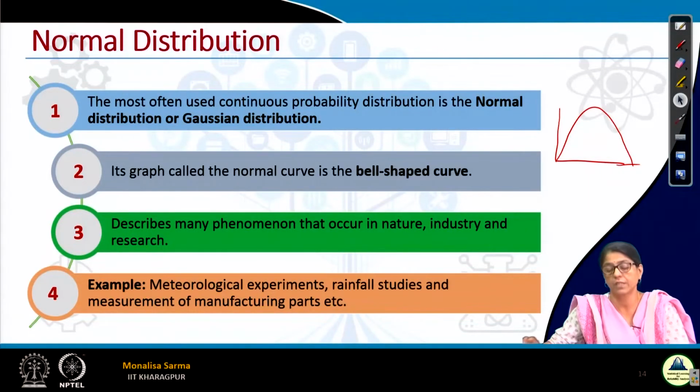So, this is called a bell shaped curve. It describes any phenomenon that occurs in nature, industry and research. Some examples are meteorological examples, rainfall studies, measurement of manufacturing parts, etc.